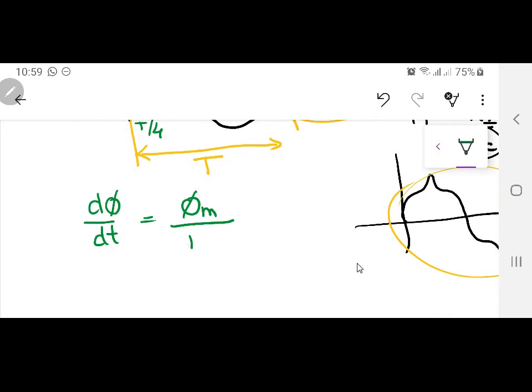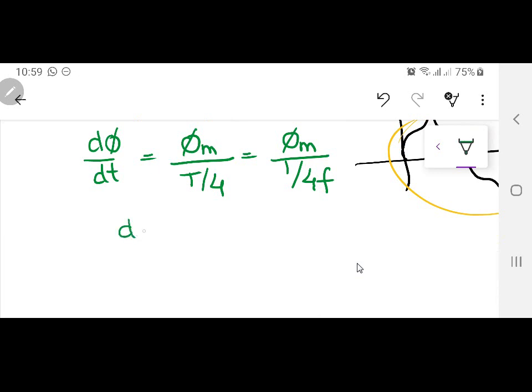So here I have T by 4. Now what is T? This is a time period which can also be written as 1 over f. That is frequency. So I can write this one as phi m divided by 1 over 4f, or just rearranging it again, this is d phi by dt equal to 4f phi m.